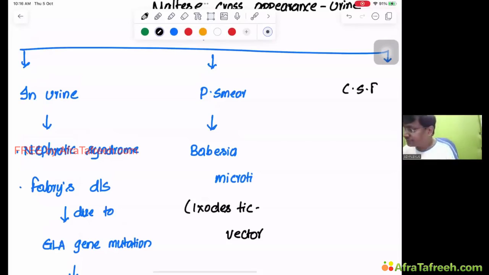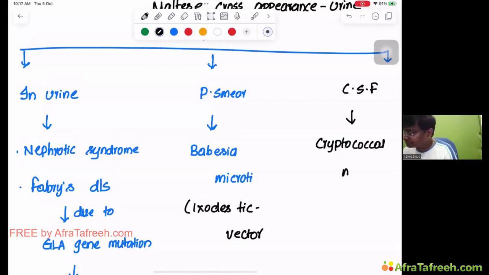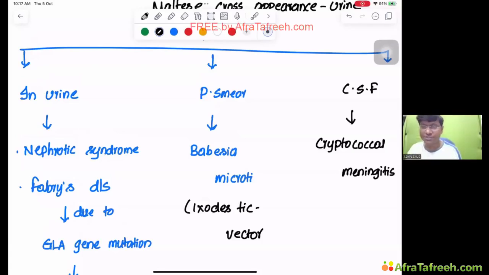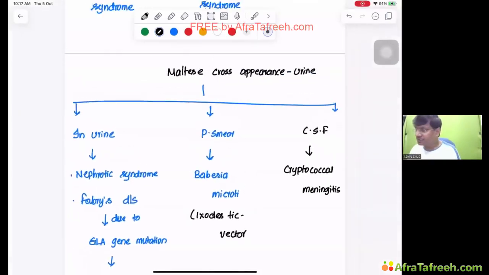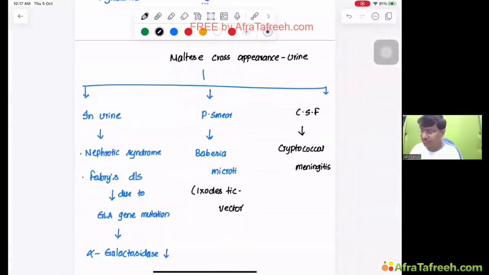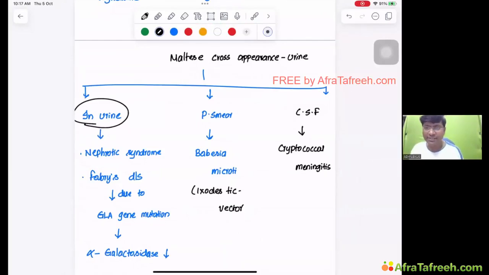showing the Maltese cross, that you observe in cryptococcal meningitis. Right? In cryptococcal meningitis, you have the presence of the Maltese cross, right? Now, so this is about the story of Maltese cross. But in the urine sample is what is the question for us, which is a very important point of the discussion.